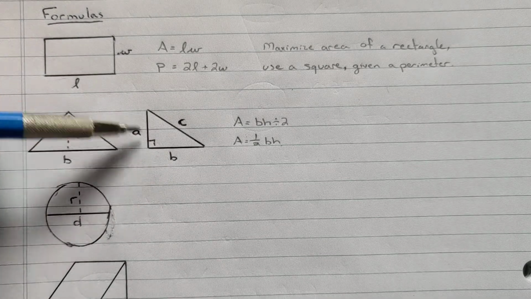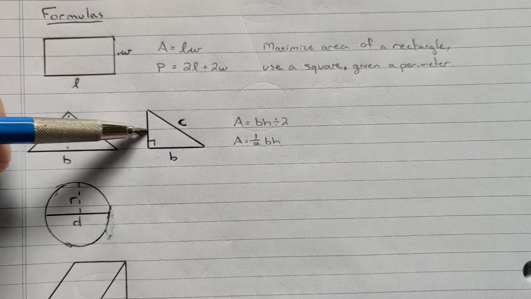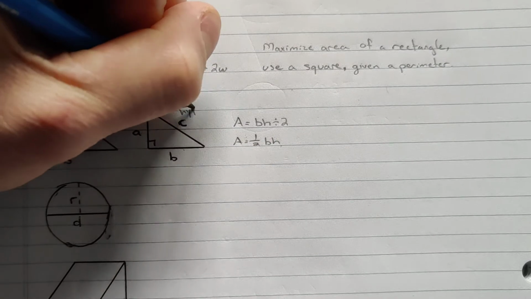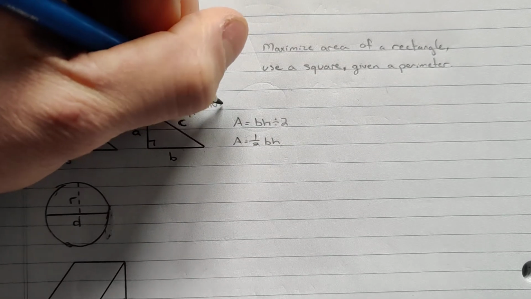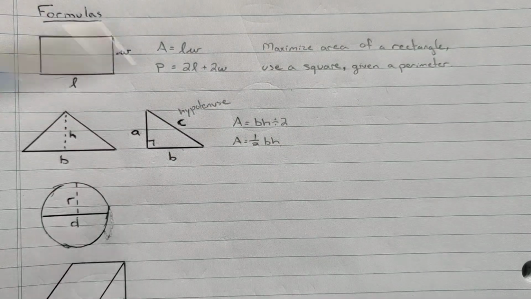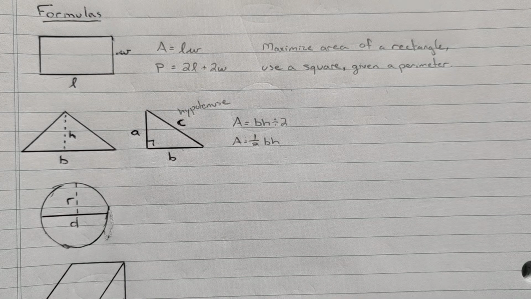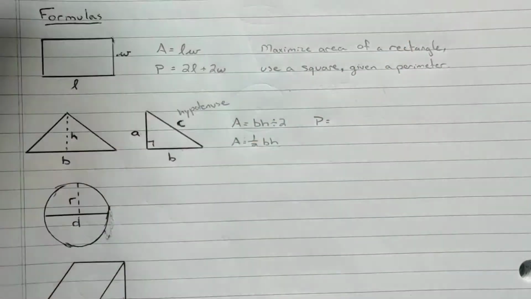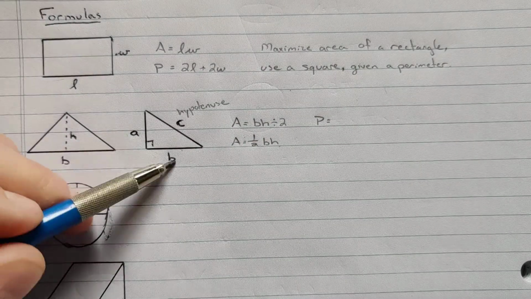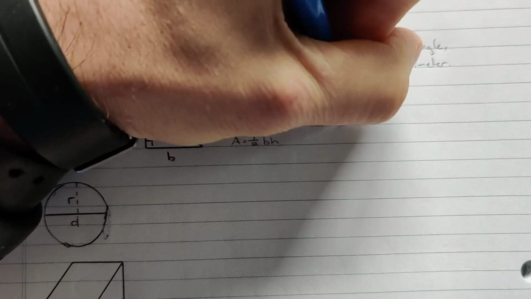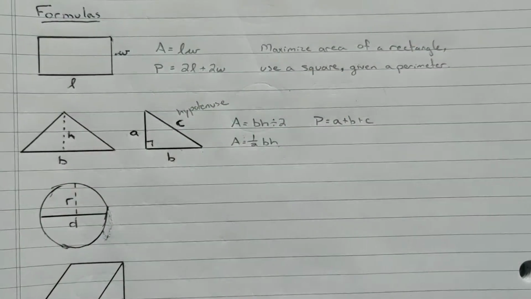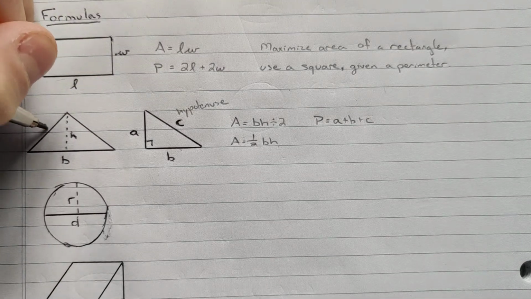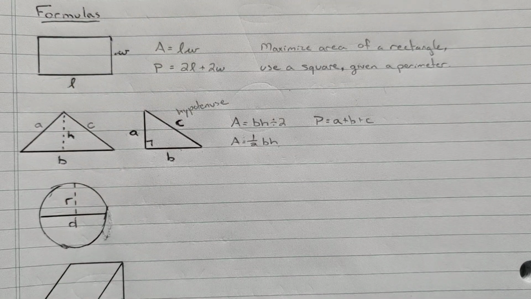In the case of the second triangle here, this right triangle, we can use the A and B as our base and height. This would be our hypotenuse. And we do not use that as part of the area. The perimeter of a triangle is just the sum of all 3 sides. Generally we say A plus B plus C. And even in this triangle here, this could be A and C.